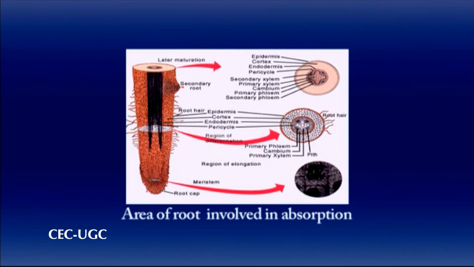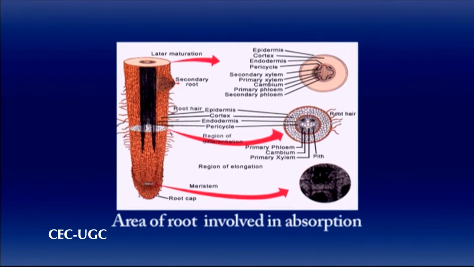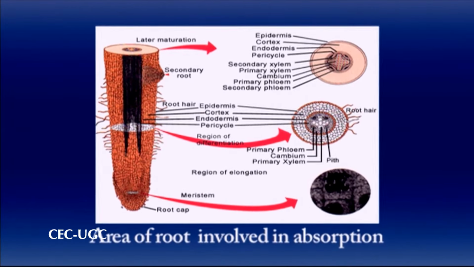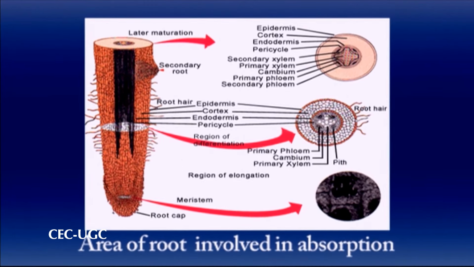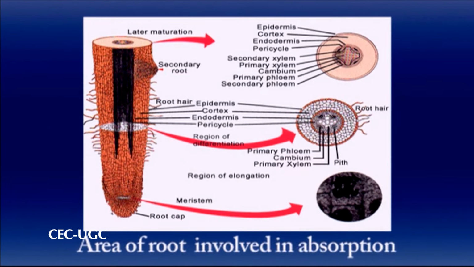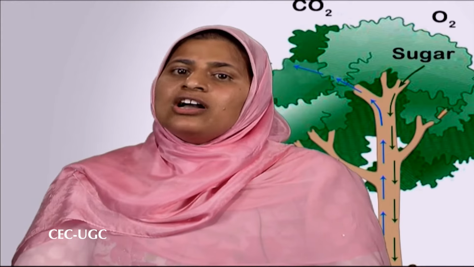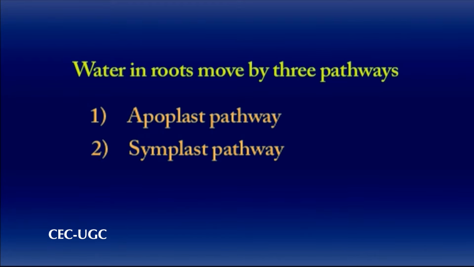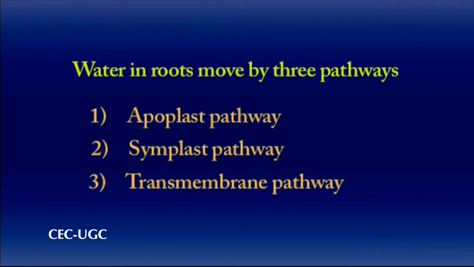The various areas of root involved in absorption and translocation of water are: this area is usually characterized by the presence of root hairs which serve to increase the area of contact between the root surface and soil. Now, dear friends, let's talk about pathways of water. Water in the root moves by 3 pathways. They can be classified as apoplast pathway, second one symplast pathway, and third one is transmembrane pathway.